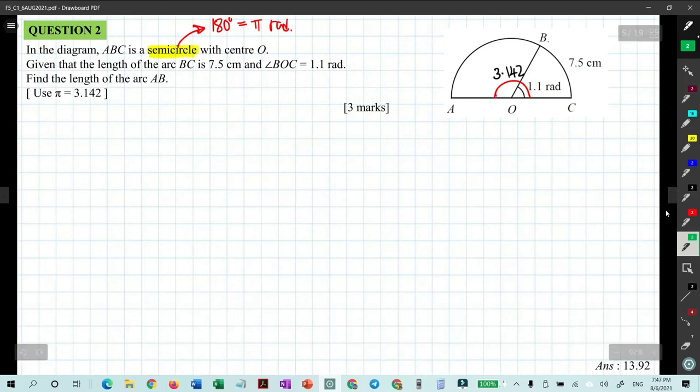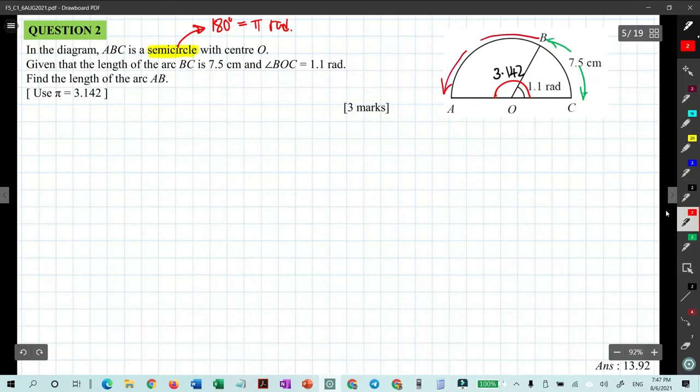Given that the length of the arc BC is 7.5 centimeter. So where's BC? BC is here. The length is 7.5 centimeter, and angle BOC is equivalent to 1.1. This information is already labeled in the diagram. Find the length of the arc AB. So where is AB? AB is here.